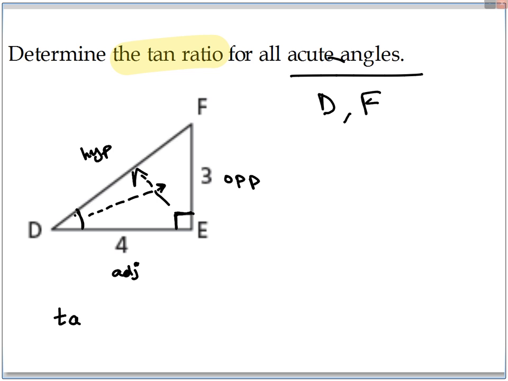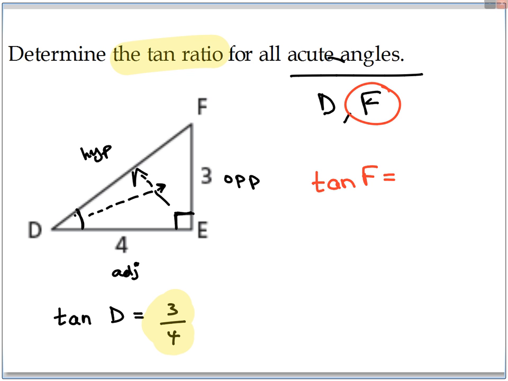So tangent of D is equal to, what's the tangent of an angle? Well, the formula says it's the opposite divided by the adjacent. So 3 divided by 4. When it says determine the tan ratio, that's what we're looking for. This is a multiple choice question. Determine the ratio. That's it. Okay? All right. Now let's work with F. Okay? Tangent of F.